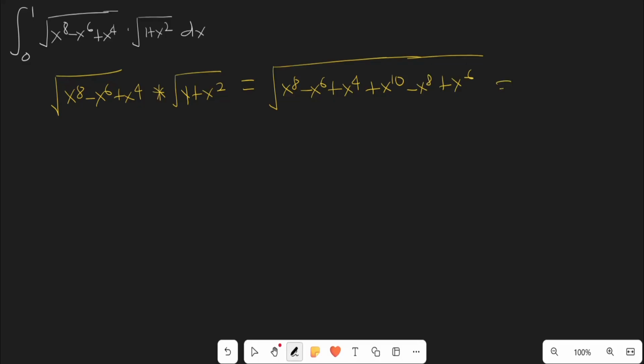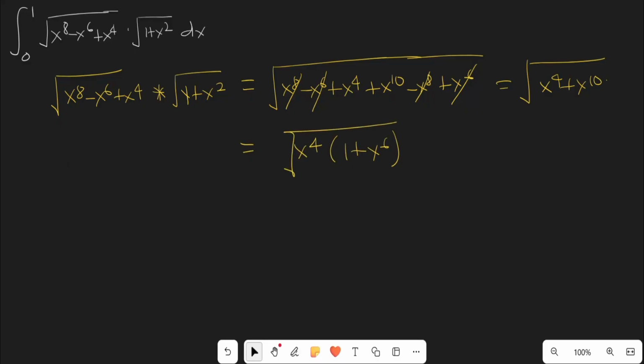This simplifies: x to the 8 will cancel x to the 8, x to the 6 will cancel x to the 6, and we are left with x to the 4th plus x to the 10th, like this. So it simplifies to x to the 4th times 1 plus x to the 6. And this becomes the square root of x to the 4th times the square root of 1 plus x to the 6, which is x squared times the square root of 1 plus x to the 6.